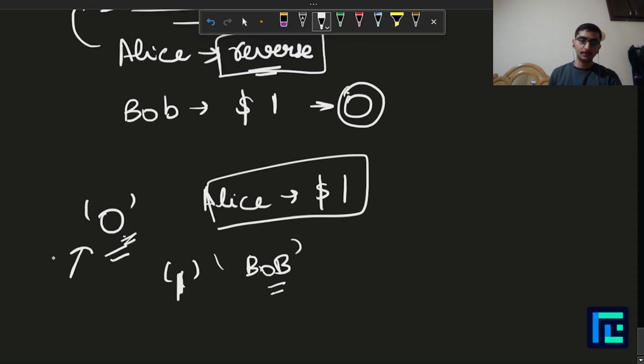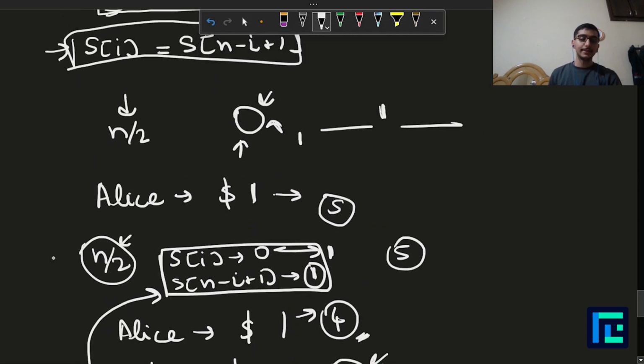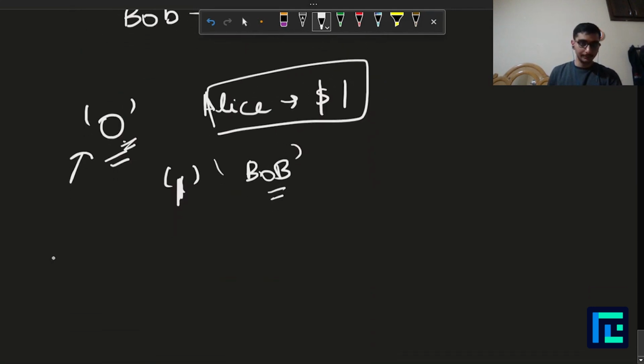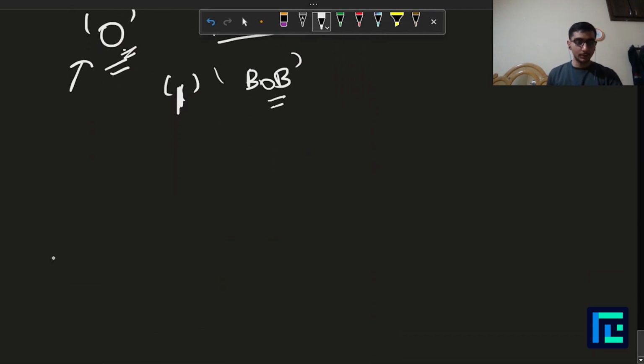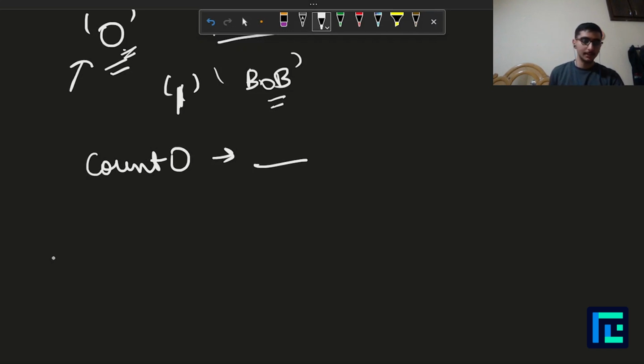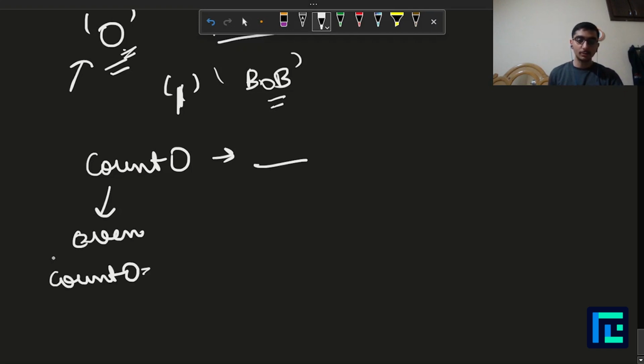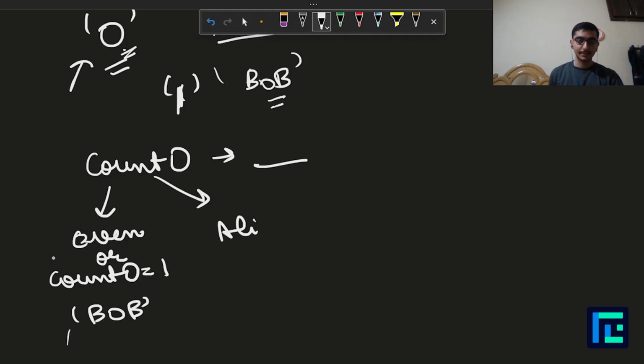Otherwise, whenever there is an odd number of zeros, we can prove that Alice always wins. So our final logic is as follows. Let's say count 0 stores the number of zeros in our string S initially. If count 0 is even or count 0 is equal to 1, in both cases Bob wins. Otherwise, Alice wins. As simple as that.